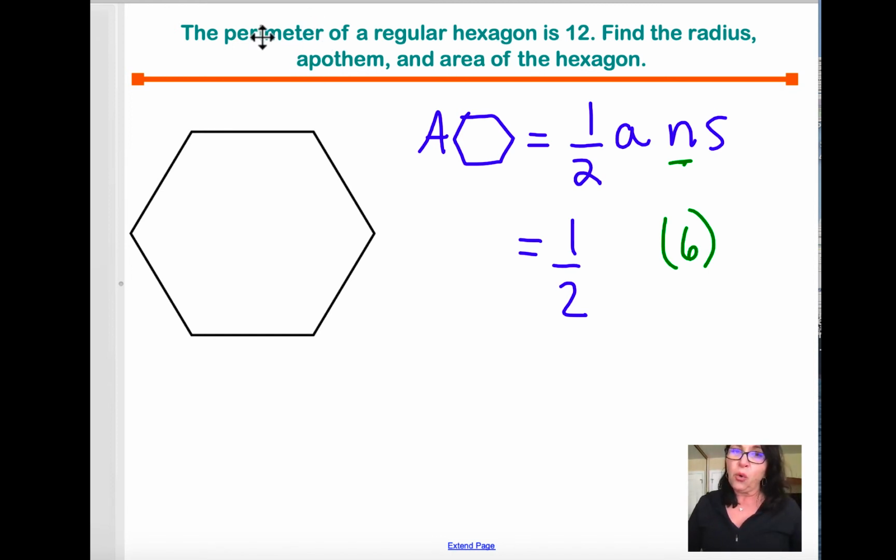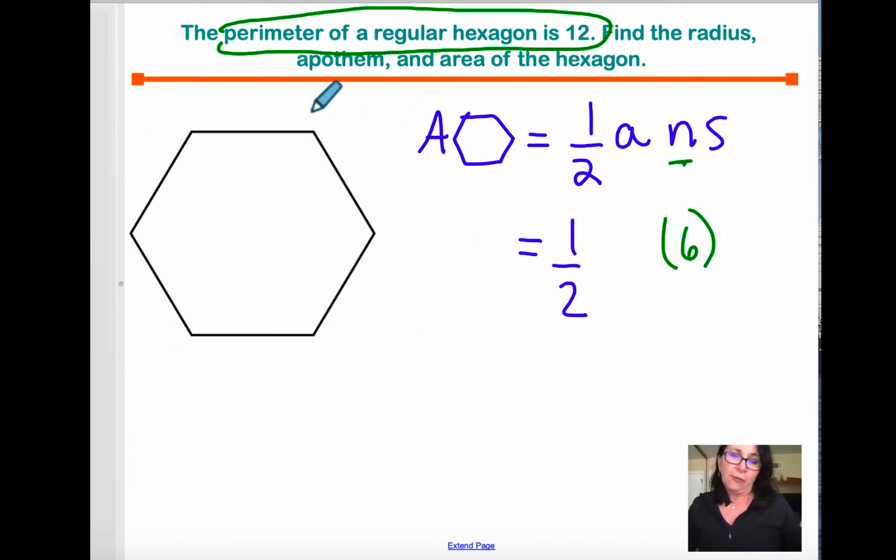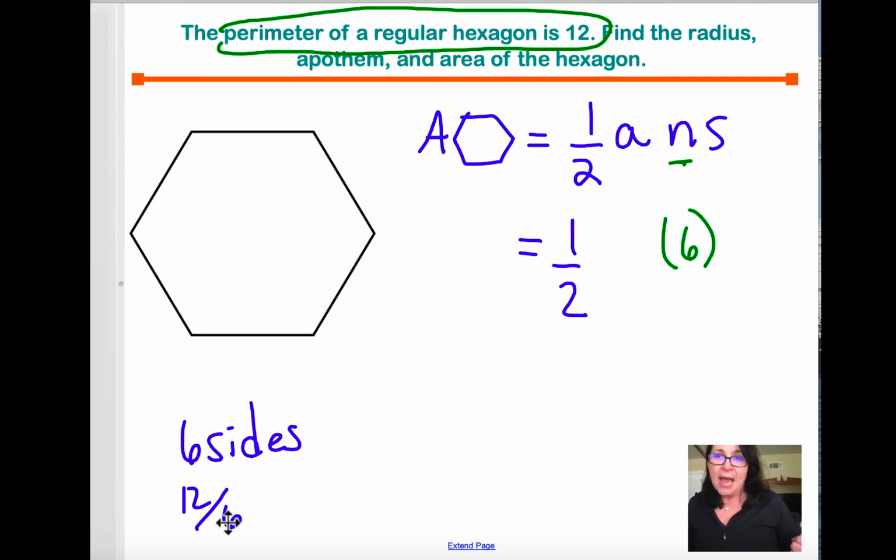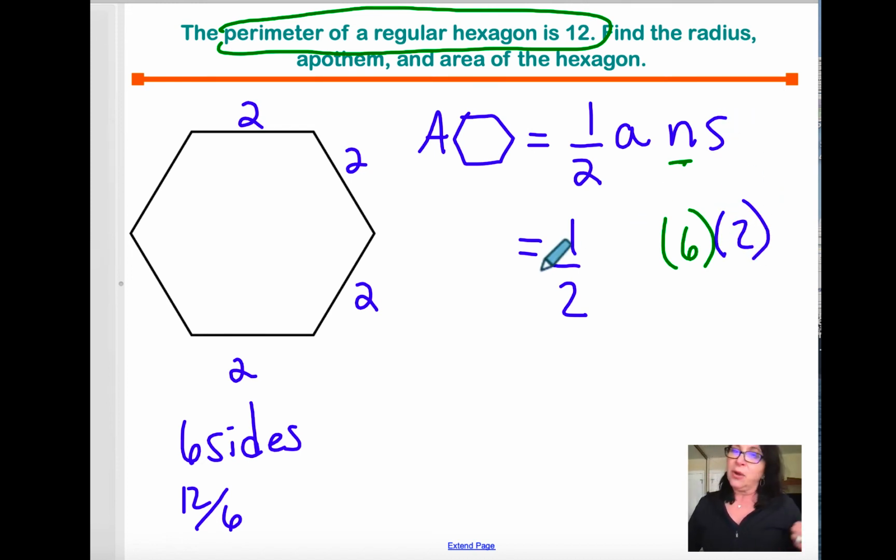Additionally, they just told me that the perimeter is 12. So if my perimeter is 12 and I have 6 sides, I'm going to take 12 and divide by 6. And when I divide 12 by 6, I get 2. So the length of each of my sides is 2. So that's s, which is 2. Now, the most tricky part, I would say, is to find the length of the apothem, which is this length straight down. Remember, perpendicular.